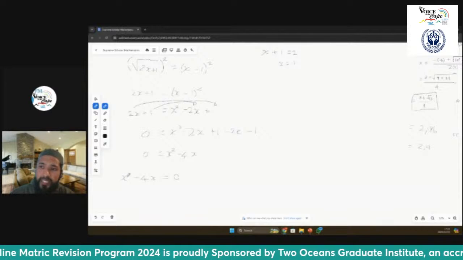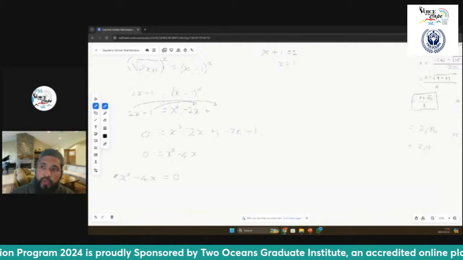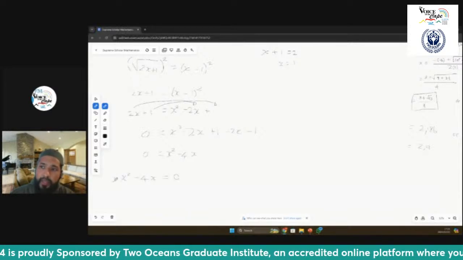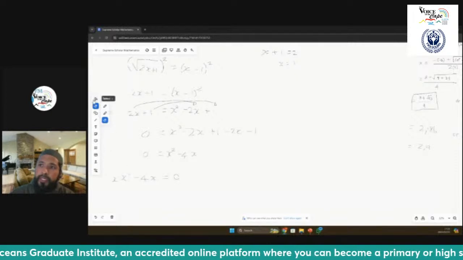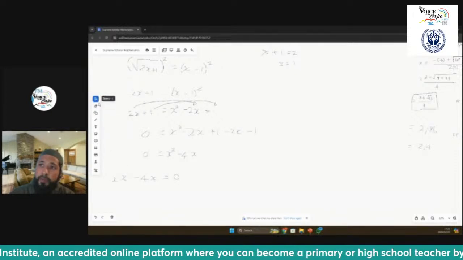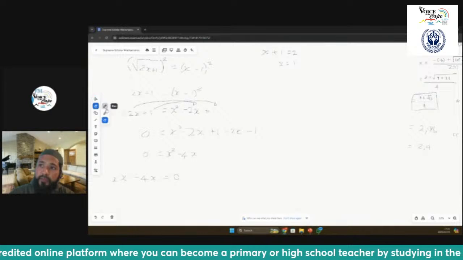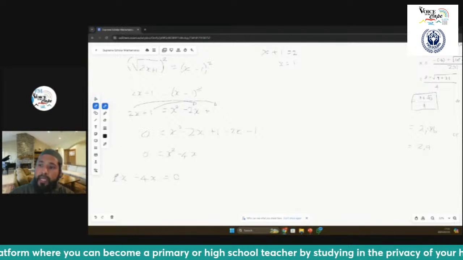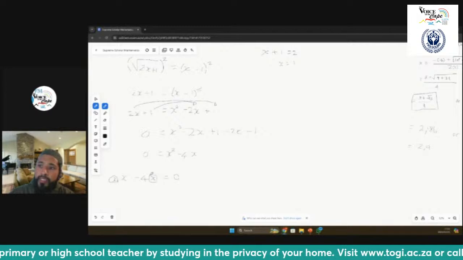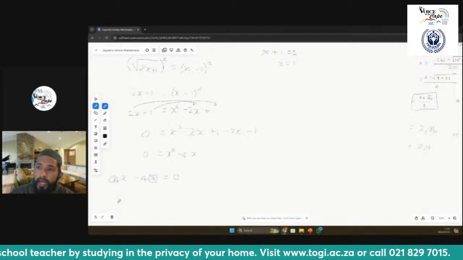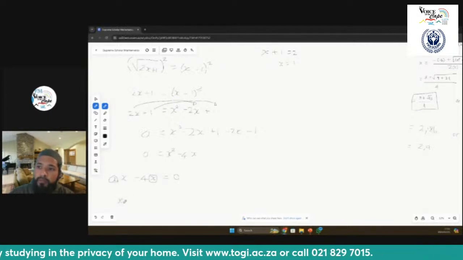What does x squared mean? X squared simply means there's 2 x's. You could also write this as x times x, right? And take the squared away. So what does that mean? There's a common factor between these two terms, right? What do we mean by that? There's 1x here and there's 1x here. So x is common in both terms. Therefore, I take x out as a common factor.